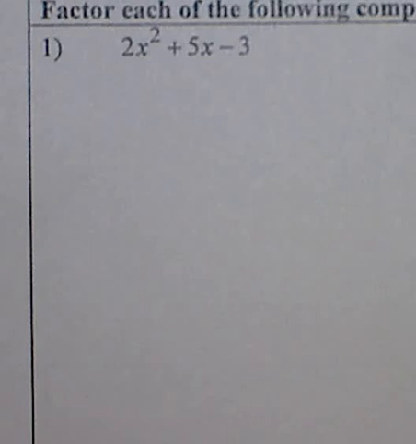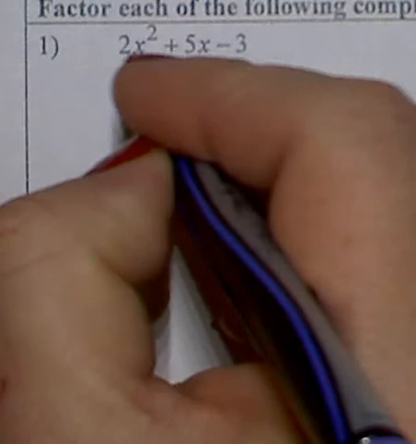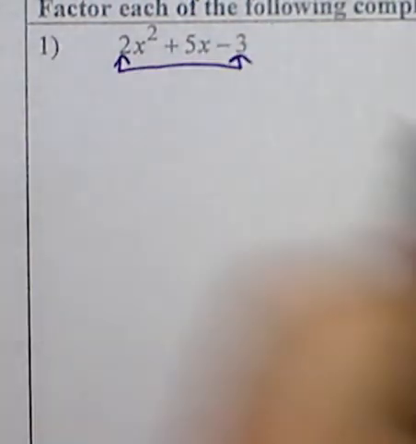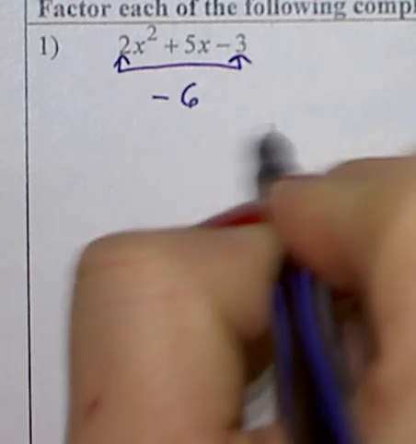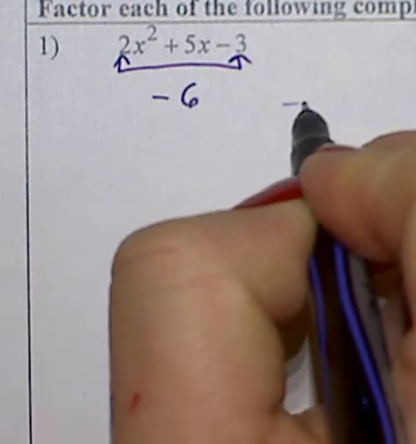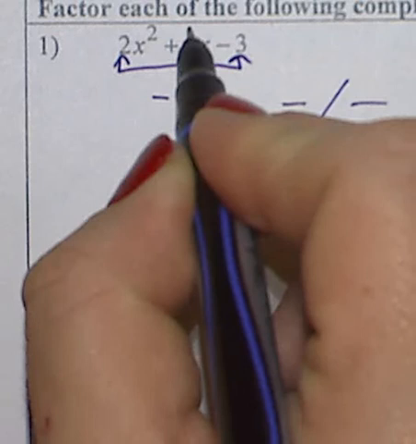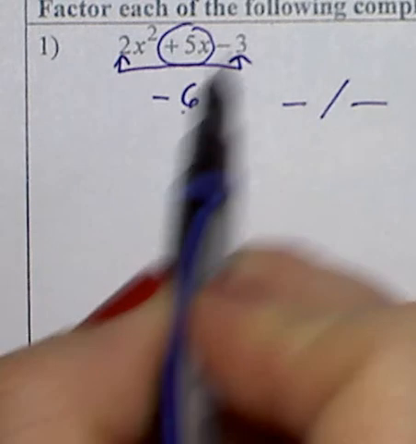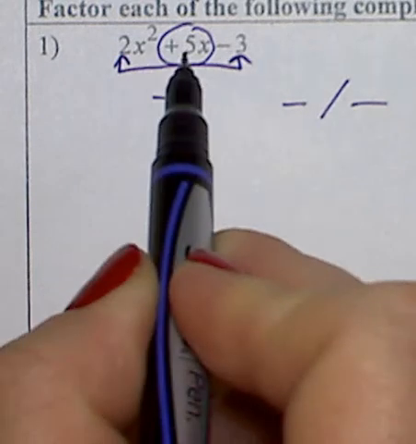Factor each of the expressions. So this is a trinomial. 2 times -3 is -6. I want to think of two numbers that multiply to equal -6, but add or subtract to give you a +5.